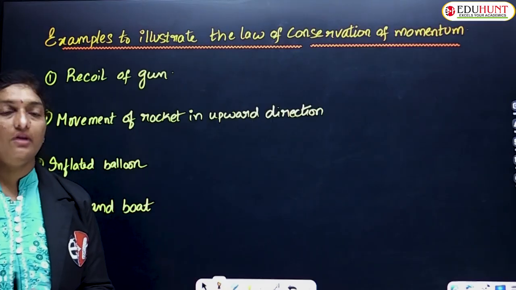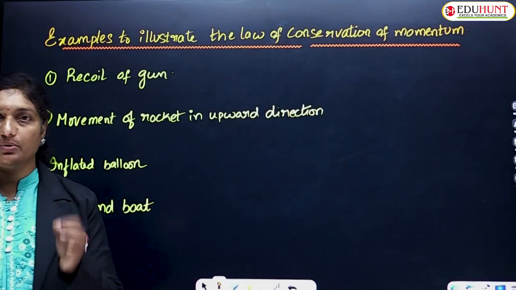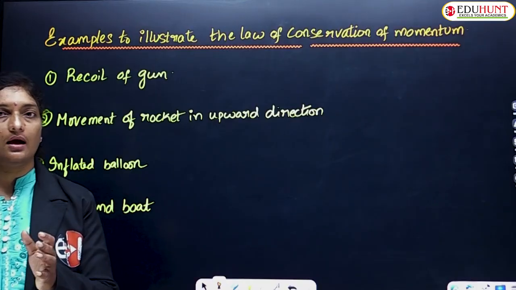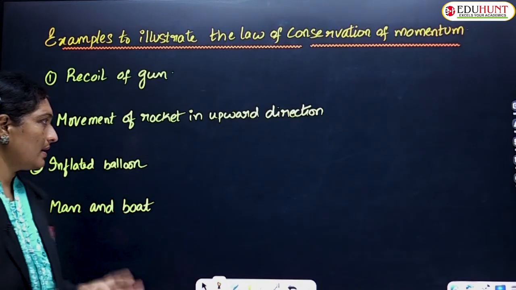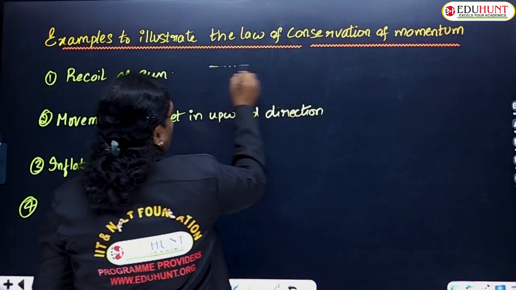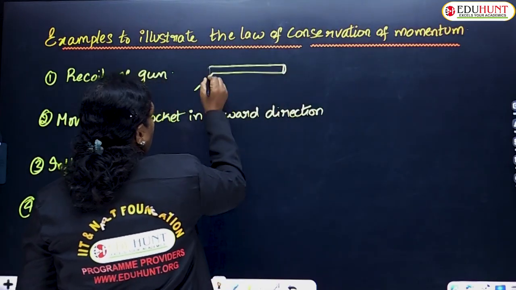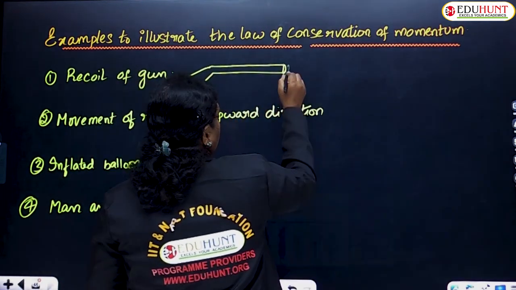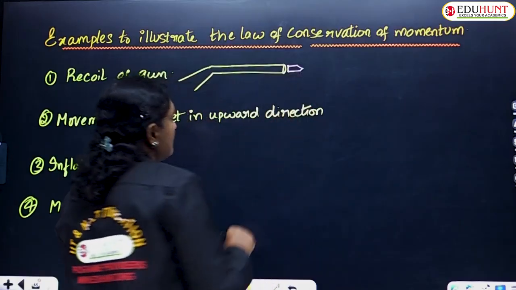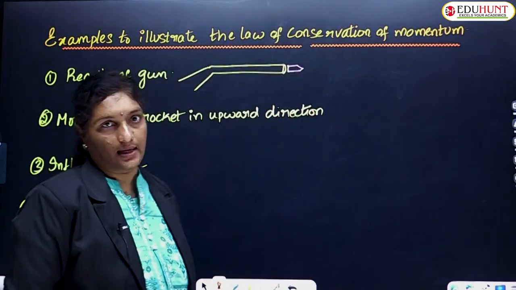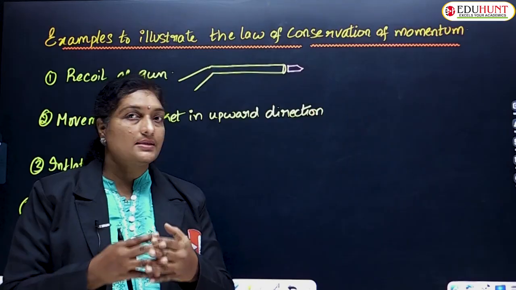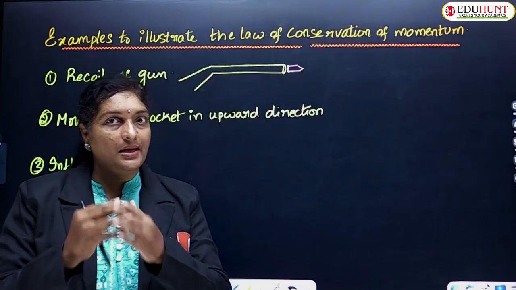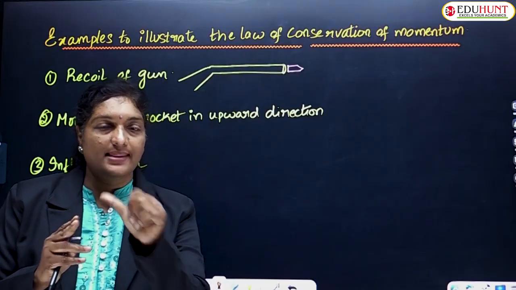Initially, if you consider a gun inside which a bullet is there, both are under rest condition, the gun along with the bullet. Okay children, so the gun-bullet system. When the bullet is inside the gun, let us consider it as a system. Initially this system is at rest. The system indicates two things: one is the bullet, the other is the gun.